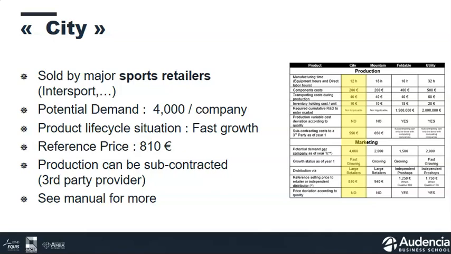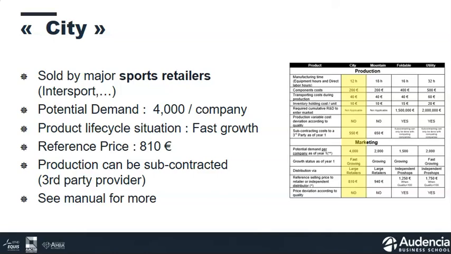The city bikes are sold by major sports retailers. As I mentioned, Intersport is probably a good example. The potential demand is 4,000. It's a fast growth market. The reference price today is 810 euros. You may subcontract the production of city bikes. You don't have to produce them. You can have them produced by a third party if you want. And you can learn more about this and see this grid that I'm projecting here in the manual.